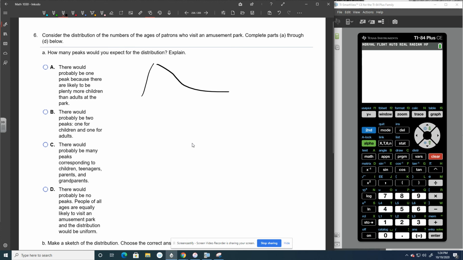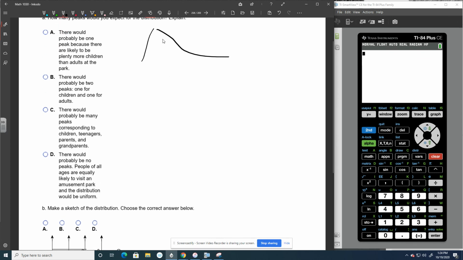Make a sketch. Well, this is kind of what my sketch would look like. I would imagine lots of young people, and then it would kind of taper off to the right as we get older and older and older.